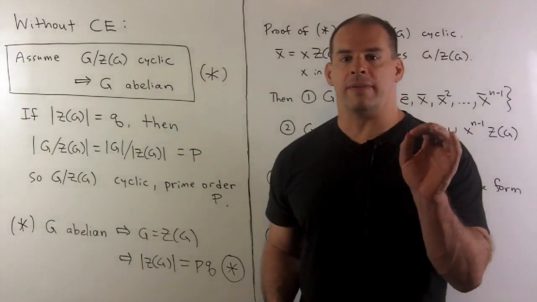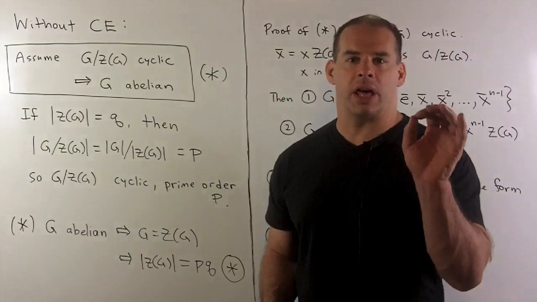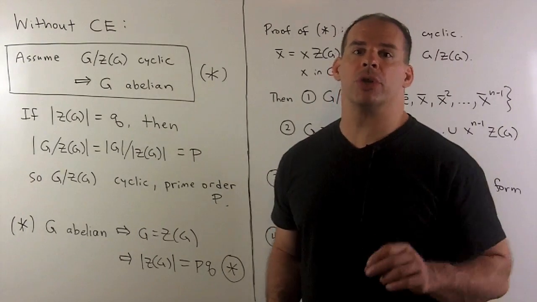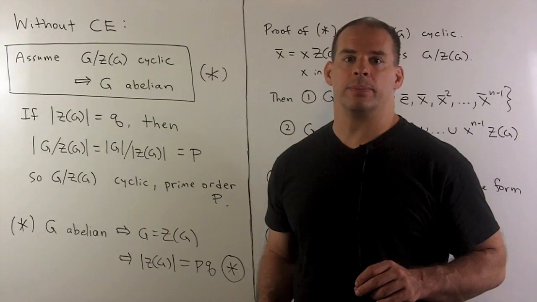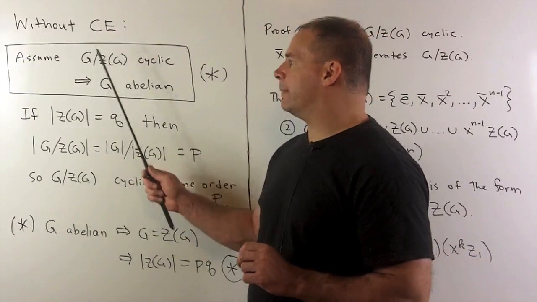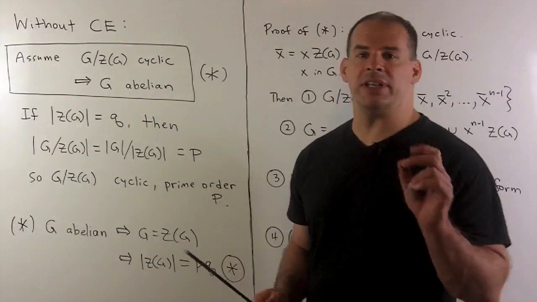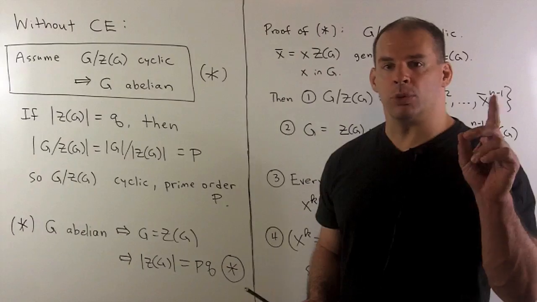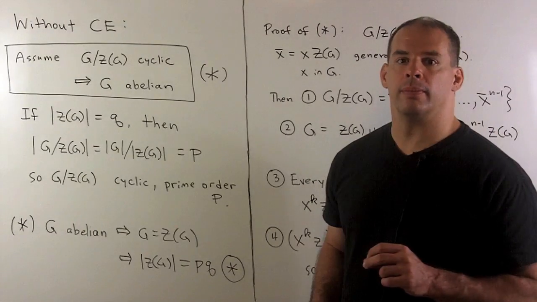Now, if we don't have access to the class equation, not a problem. We could show our result using elementary methods. First, let's assume the result: if G mod the center of G is cyclic, then G is abelian. We'll show this after the proof.